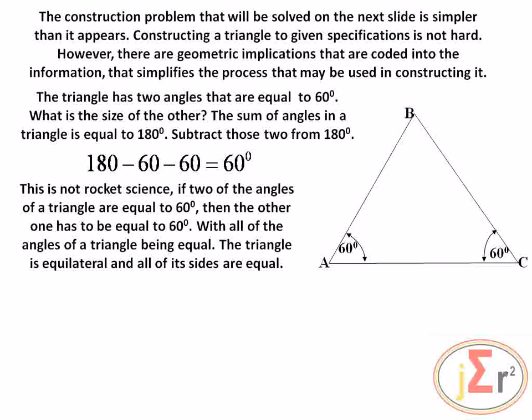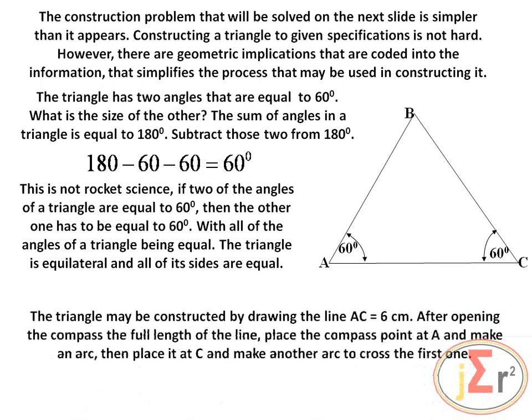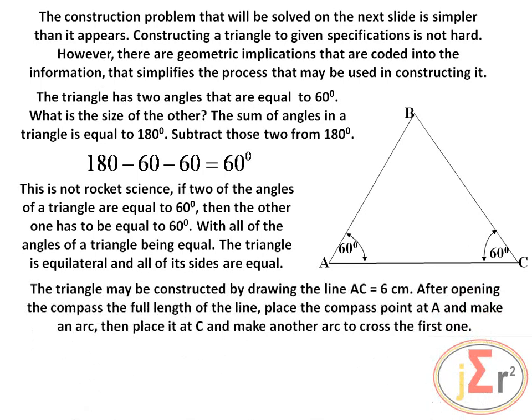With all of the angles of a triangle being equal, the triangle is equilateral and all of its sides are equal. So in any triangle where all of the angles are equal, it is an equilateral triangle. All of the sides are equal. The triangle may be constructed by drawing the line AC, which is 6 centimeters. After opening the compass to the full length of the line, place the compass point at A and make an arc. Then place it at C and make another arc to cross the first one.